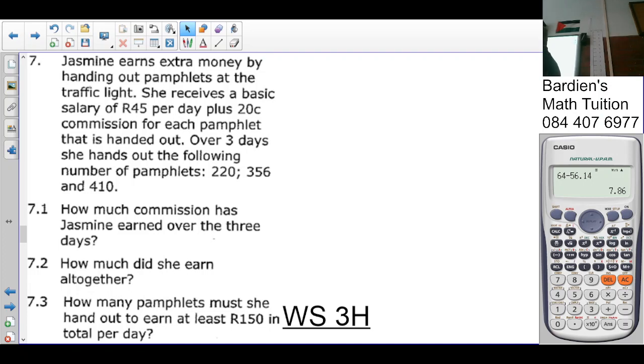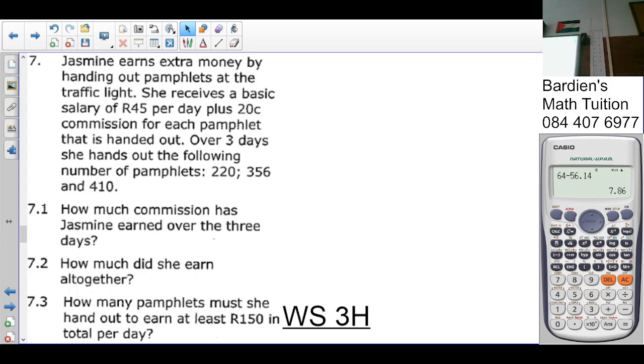Number 7. Jasmine earned extra money by handing out pamphlets at the traffic lights. So it's actually Jasmine that's busy with all the stuff.